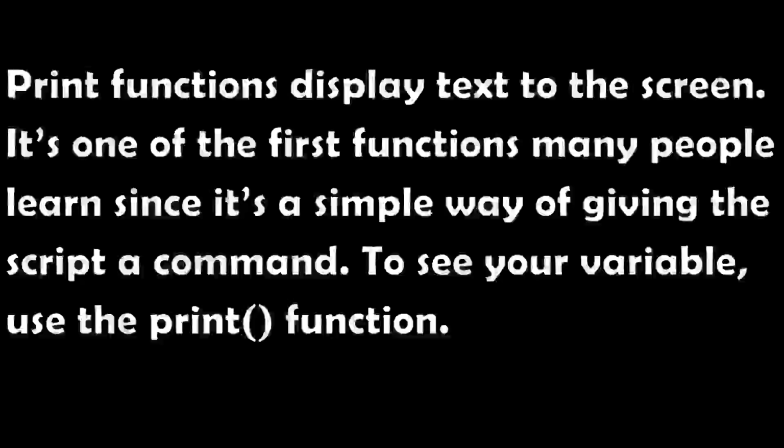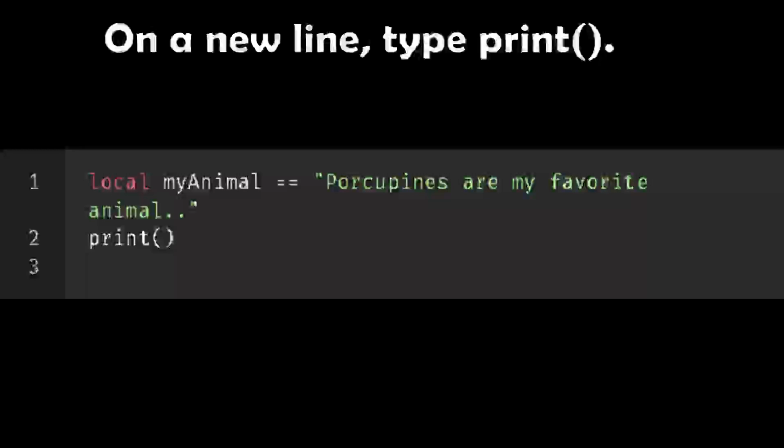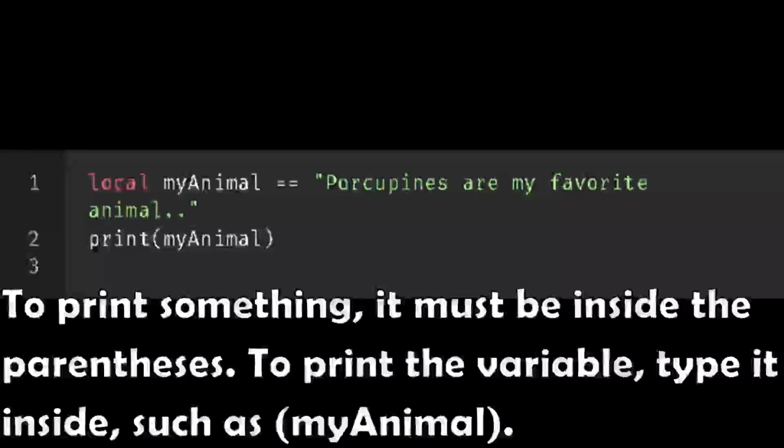Print functions display text to the screen. It's one of the first functions many people learn since it's a simple way of giving the script a command. To see your variable, use the print function. On a new line, type print. To print something, it must be inside the parentheses. To print the variable, type it inside, such as myAnimal.